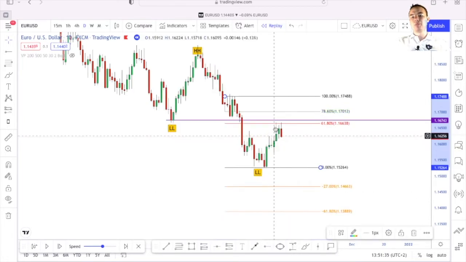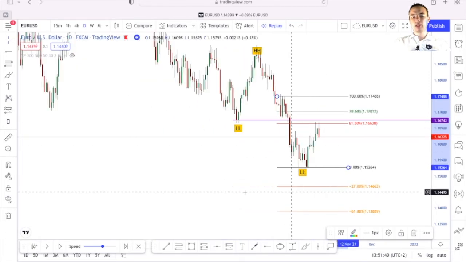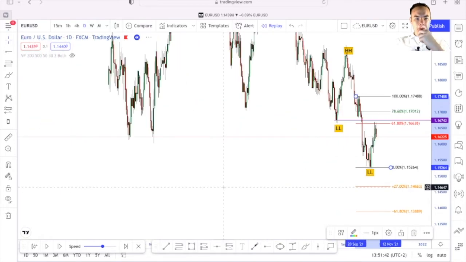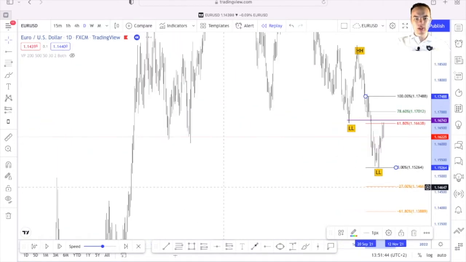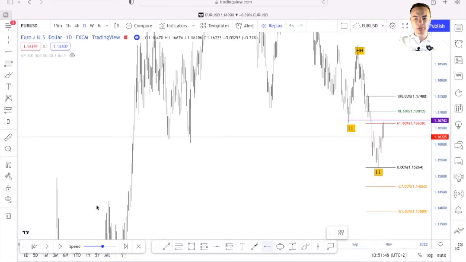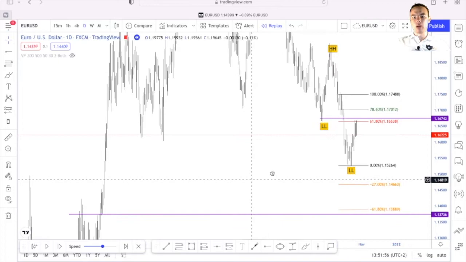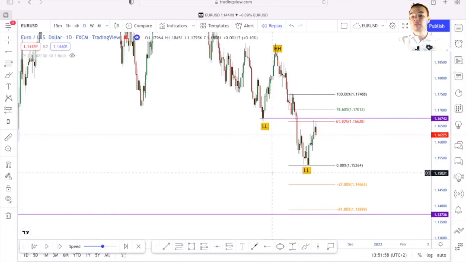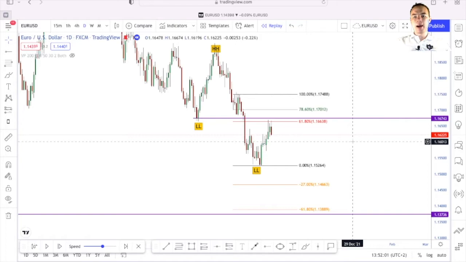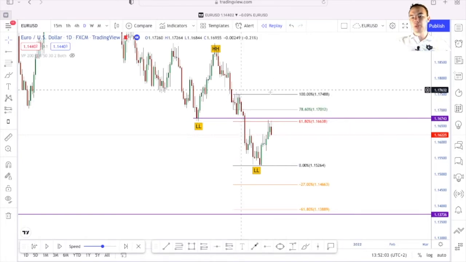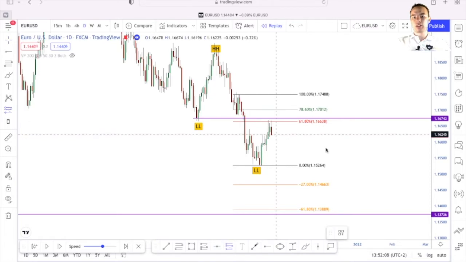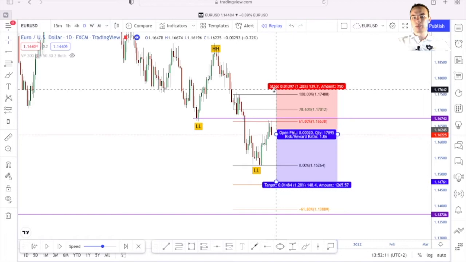All right, so 1, 2, 3 of the 61.8%, and okay, I don't see any left structure. Yeah, here along the line with the 61.8%. Yeah, let's say there. Okay, so now that's where our take profit would be. Let's say I would most likely put my stop loss above the 100%. So let's say we enter there. Okay, this is a big stop loss.